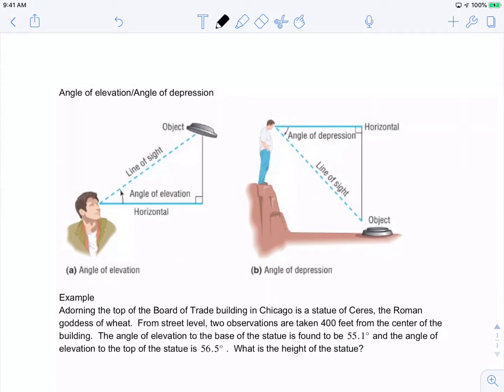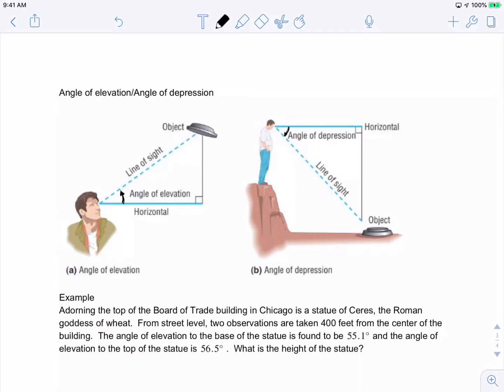So here, when we're looking at angle of elevation, you can see we're moving in a counterclockwise fashion. That counterclockwise fashion moving up is an angle of elevation because we're going from horizontal up, and angle of depression is going from horizontal down. So that's the angle of depression. Okay, now that's going to be useful for your homework.